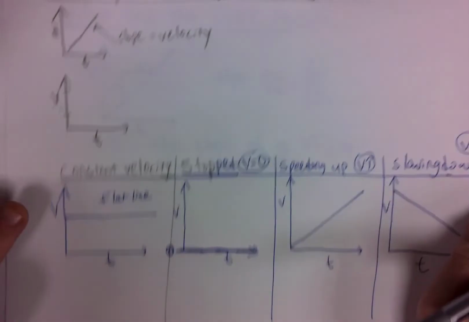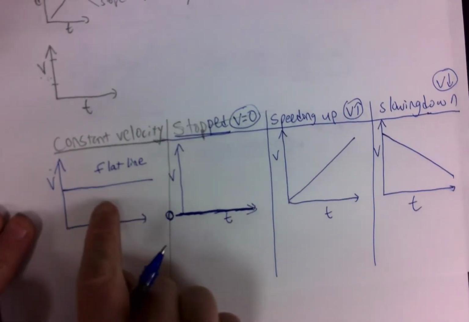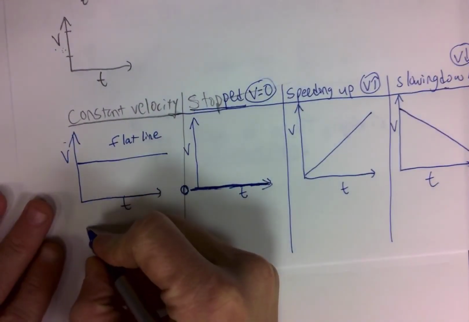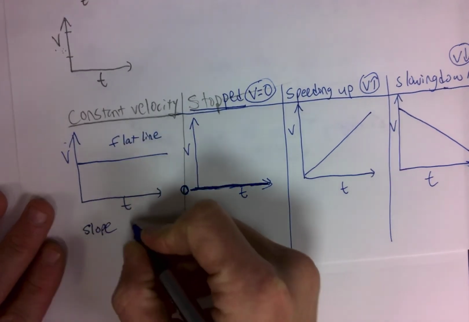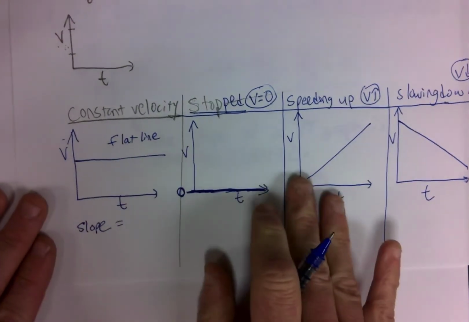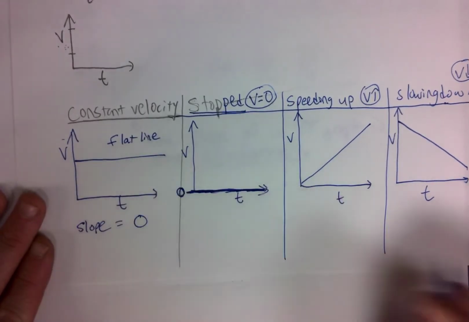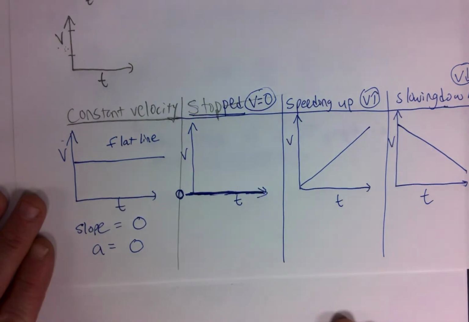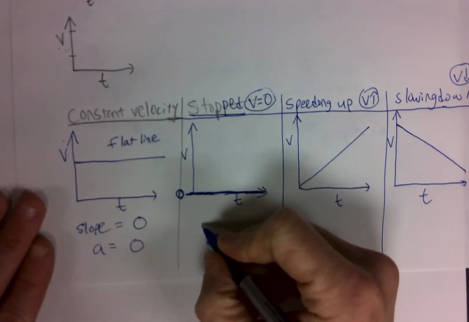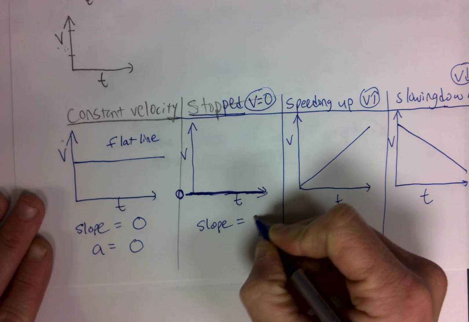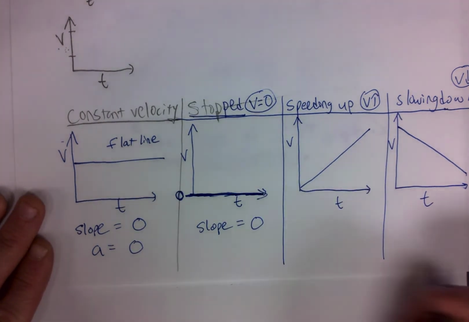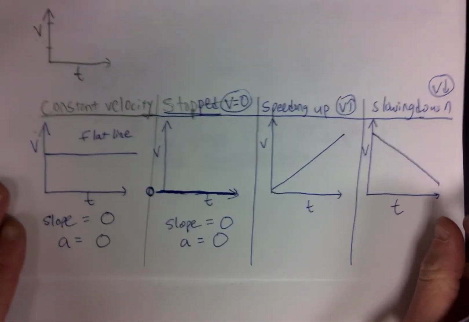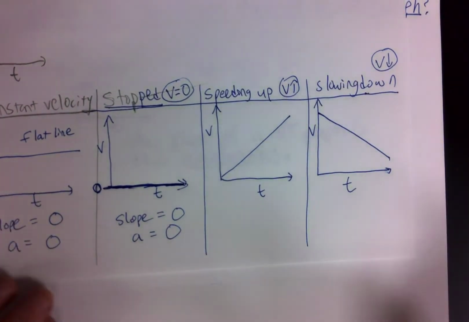Now, let's go back and look at the slopes here. What's the slope for these four graphs? The slope here is what? For the flat line, that's always a slope of 0. And that's why the acceleration is 0. Again, if you're stopped, what's the slope? Well, it's not going up or down. Again, it's a slope of 0. And that's why when you stay stopped, your acceleration is 0. There's no change in your speed when you stay at rest.